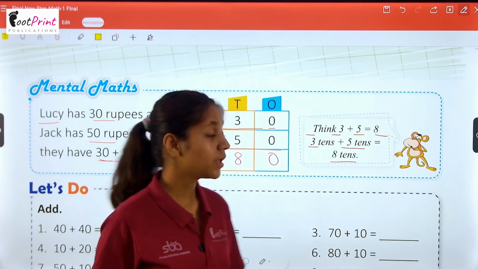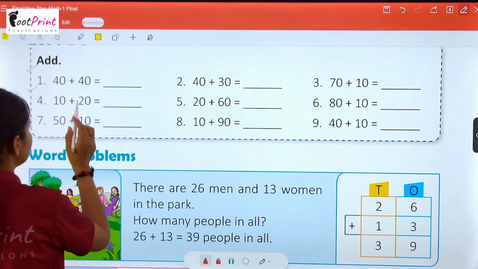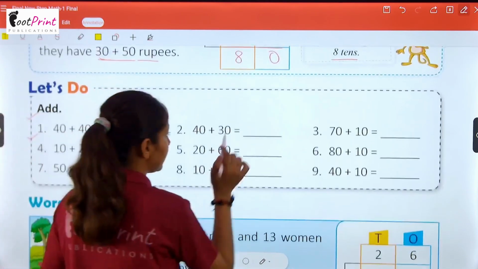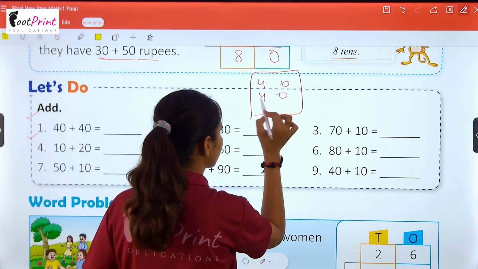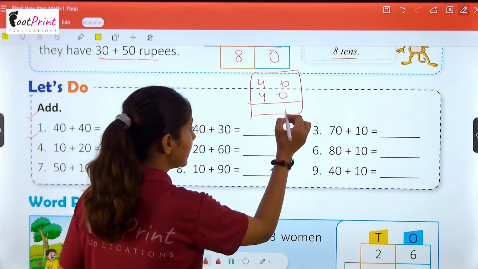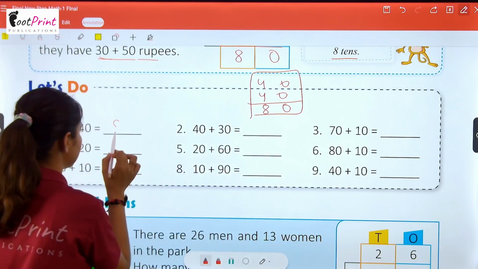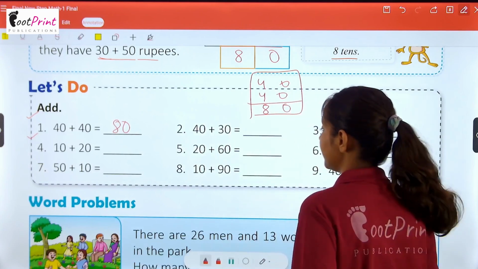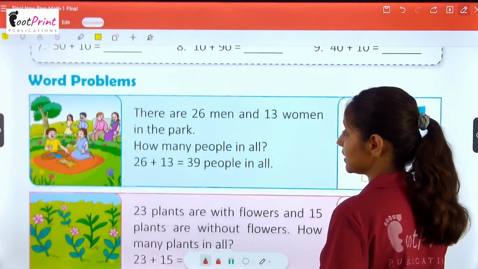Okay, now let's do activity add. First is 40 plus 40. So simply firstly make a column, then put the values, then add them, like adding the ones firstly, then adding the tens. 80. We will write here 80. So simply likewise I did here, you have to complete the let's do activity.